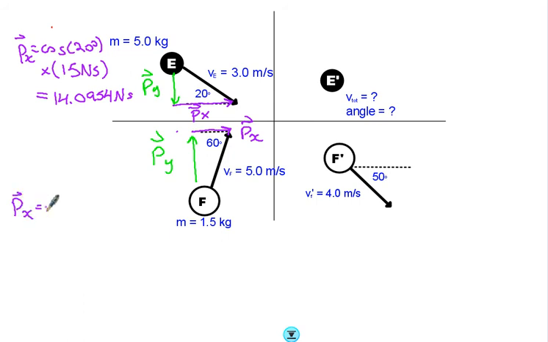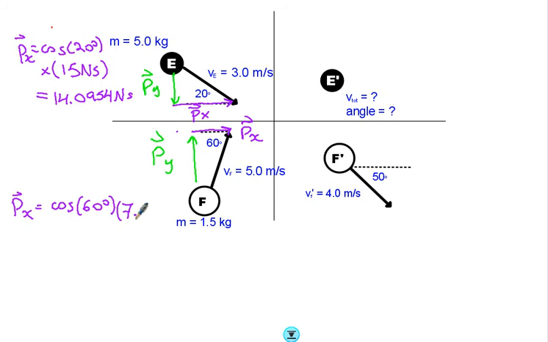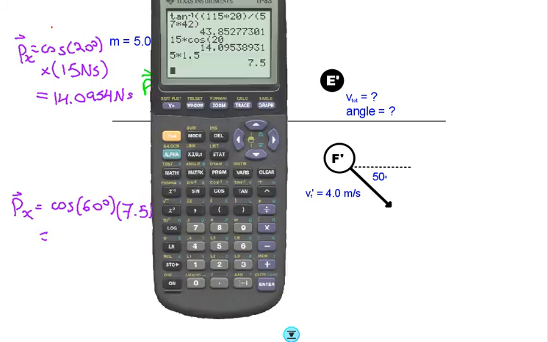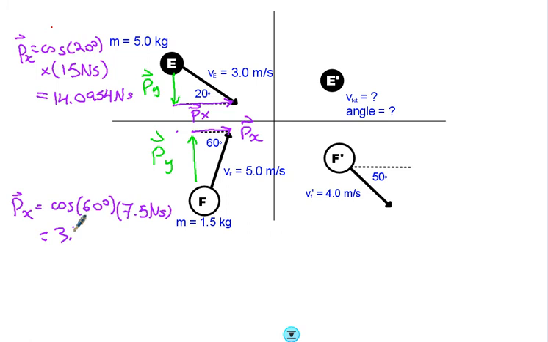Maybe now I'll find this x component down here. This one's cosine again. And here we have 5 times 1.5. So let's just double check here. That's going to be 7.5 Newton seconds of momentum. So it's 3.75 Newton seconds. Now we'll go in and we'll do the y's.